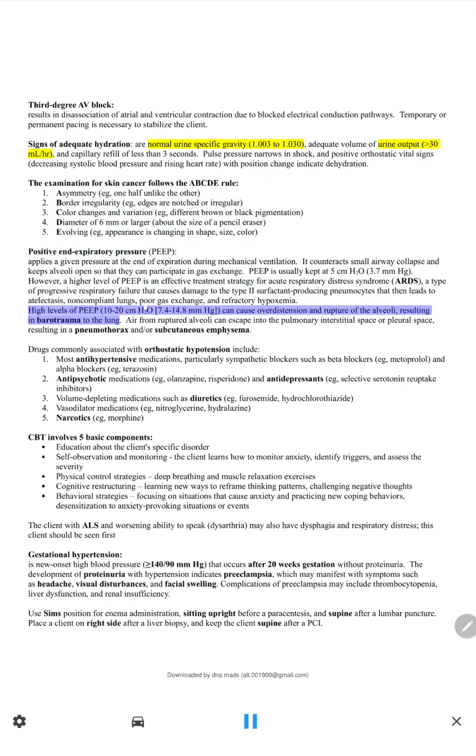High levels of PEEP, 10 to 20 cm H2O, can cause overdistension and rupture of the alveoli, resulting in barotrauma to the lung. Air from ruptured alveoli can escape into the pulmonary interstitial space or pleural space, resulting in a pneumothorax and/or subcutaneous emphysema.